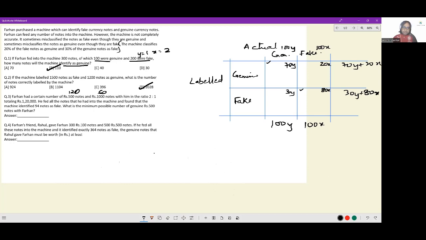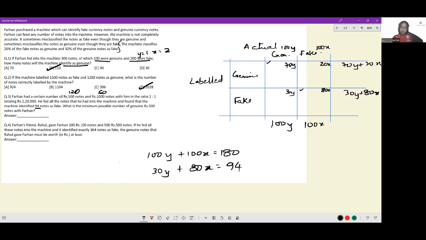Okay. Next we have, he fed all the notes that he had into the machine and found that the machine identified 94 notes as fake. Machine has labeled 94 notes as fake. Now see this. We have a total of 180 notes. So 100y plus 100x is equal to 180. This is told to us. And 30y plus 80x is equal to 94. This is also told to us.